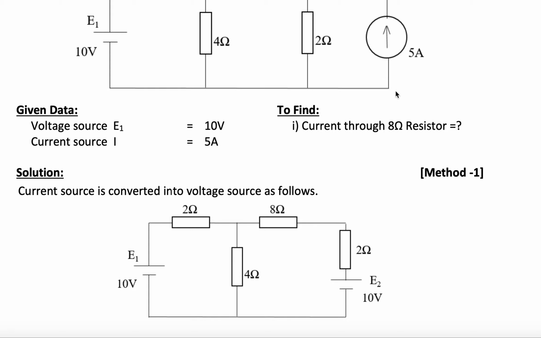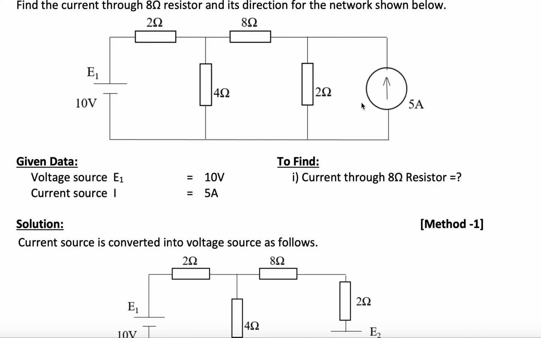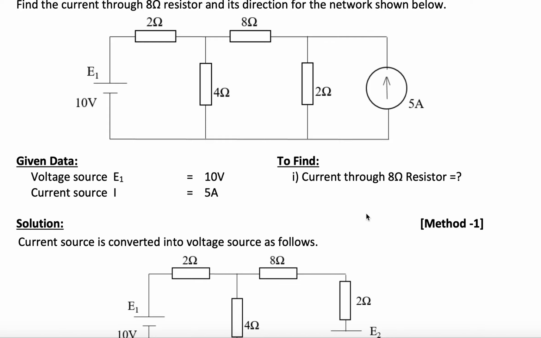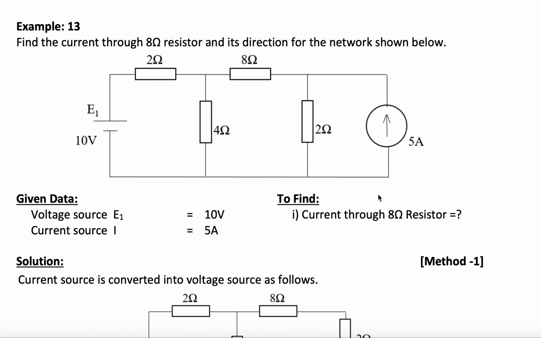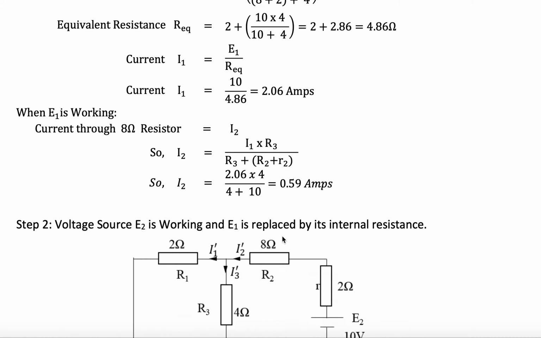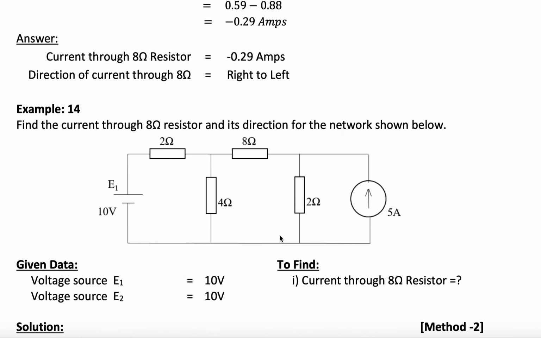See, this is method one, where we convert a current source into an equivalent voltage source, and then you can follow the similar process. But we will go with method two. Open circuit this one first. Let me go to method two.